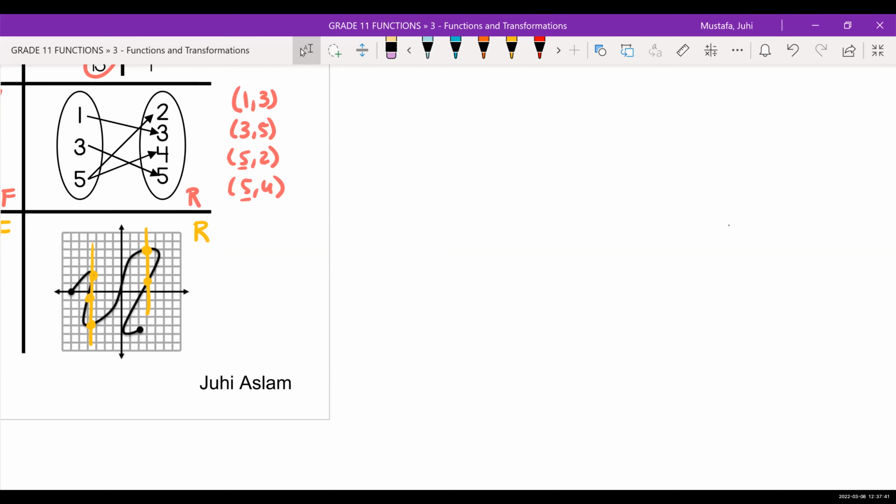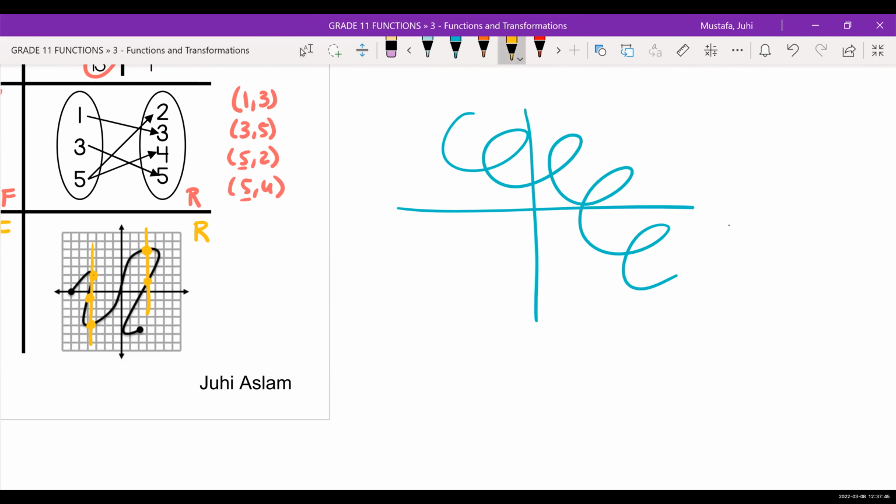If you were to get a graph that has all these loops, then if you're doing the vertical line test, anytime you pass by one of these loops, it fails the vertical line test, and that is why it's a relation.